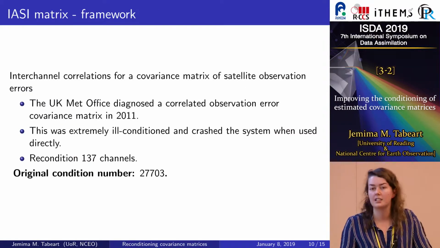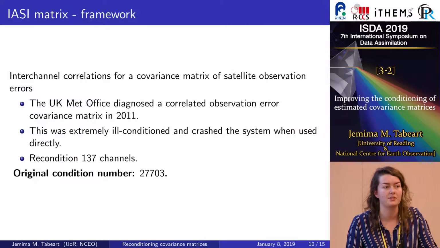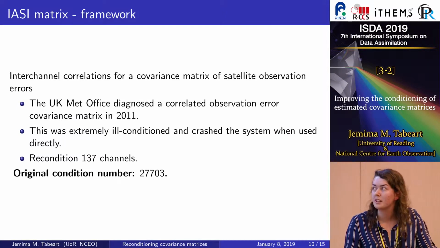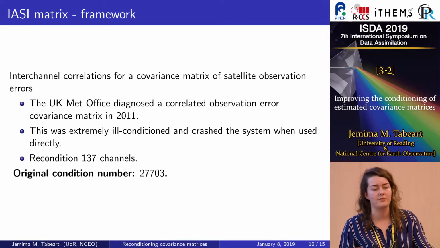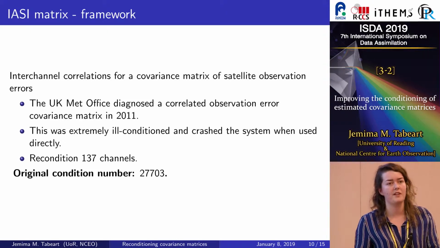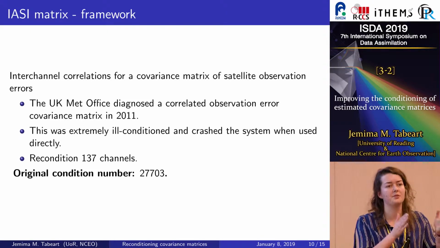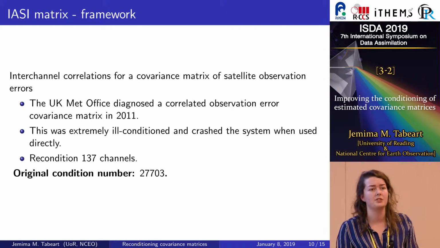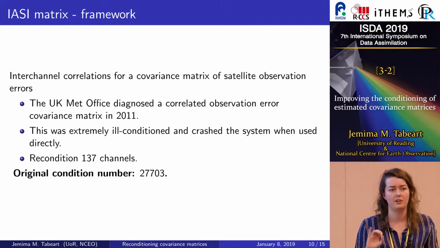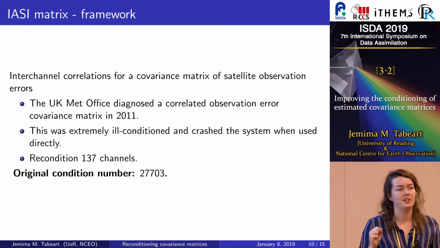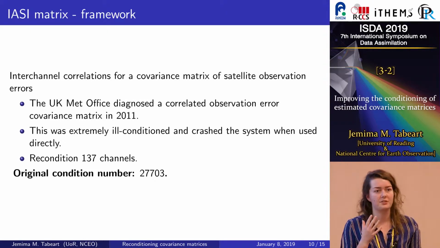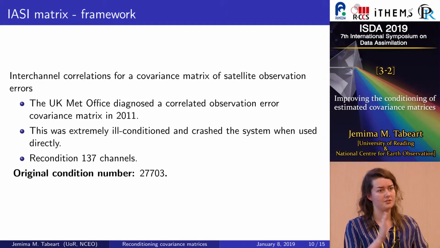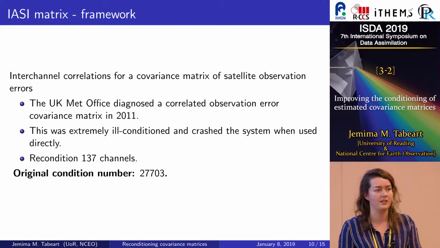OK, now we've got a case study looking at an example using a diagnosed correlation covariance matrix from IASI. This is a satellite-based instrument. It measures infrared radiation, and so the covariance matrix has different channels that measure different parts of the infrared spectrum. The reason we're looking at this matrix is because it's quite well studied, and it was the first matrix where correlated observation errors were estimated. When it was used, the estimate you get out of the Desroziers et al. diagnostic was really ill-conditioned and causes convergence problems. And we're looking at a subset that has 137 channels, and it has a condition number of 27,000.